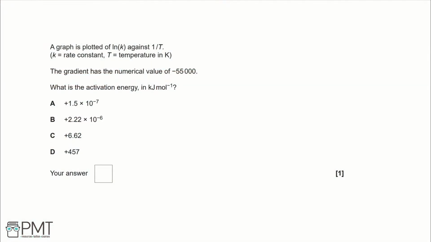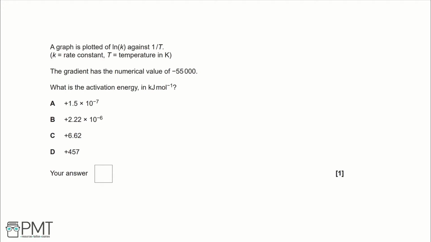A graph is plotted of ln k against 1 over T. k is equal to the rate constant and T is equal to temperature in Kelvin. The gradient has the numerical value of minus 55,000. What is the activation energy in kilojoules per mole? A. Positive 1.5 times 10 to the minus 7. B. Positive 2.22 times 10 to the negative 6. C. Positive 6.62. Or D.